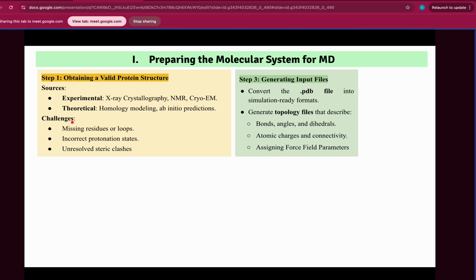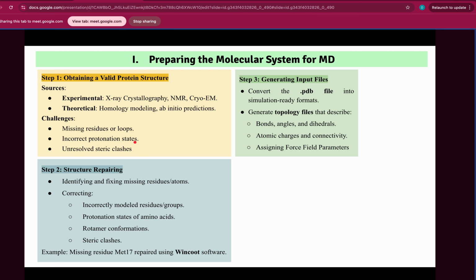Now the challenges with this structure can be missing residues or loops, incorrect protonation states, and unresolved steric clashes. So it is possible that your protein has disordered residues, lots of glycines or lots of repeats which do not take a properly folded form. In such scenarios, those will be missing residues. They do not have a proper three-dimensional structure or atomic coordinates. So those are the challenges which we need to solve.